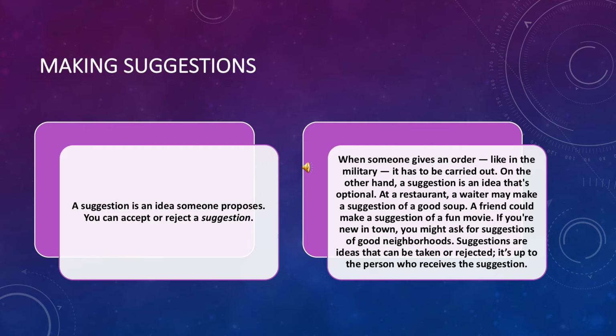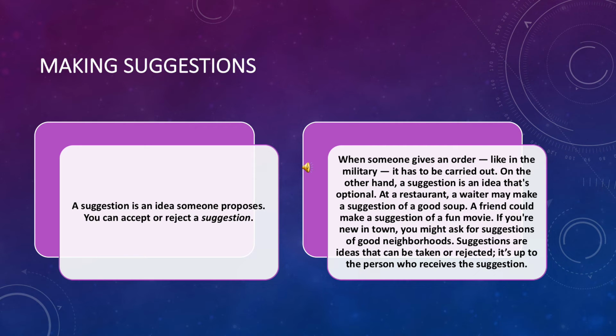And here is the second topic of our presentation today. It's making suggestions. A suggestion is an idea someone proposes. It could be accepted or rejected, and that depends on the opinion of the person who receives the suggestion. For example, when someone gives an order, like in the military, it has to be carried out. On the other hand, the suggestion is an idea that's optional.